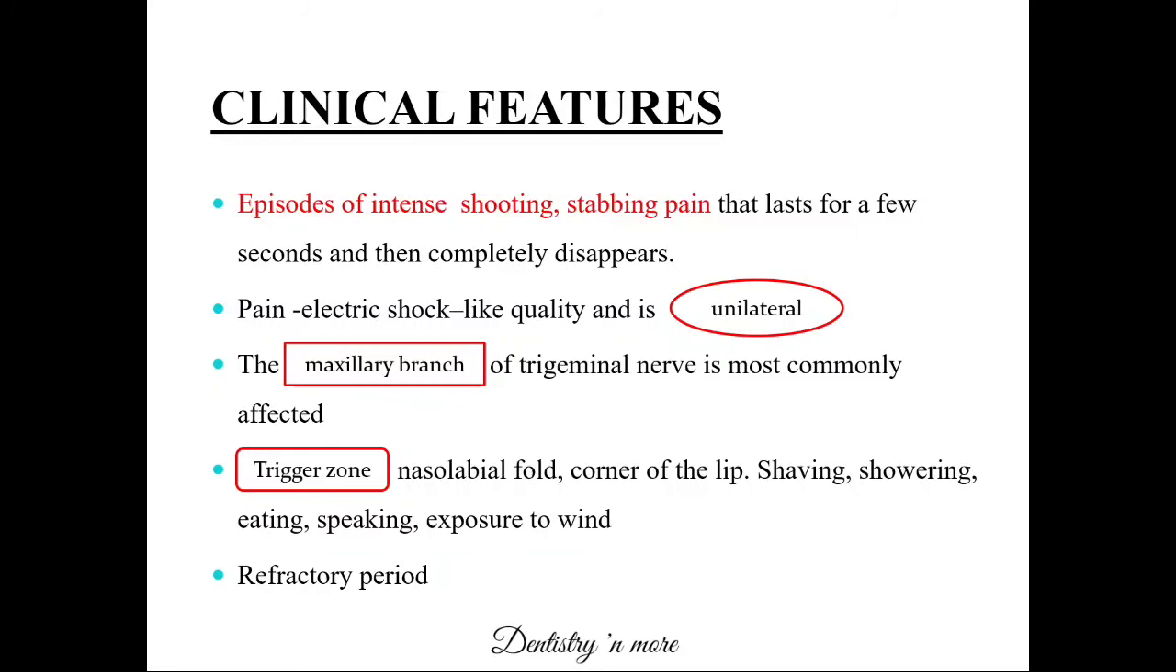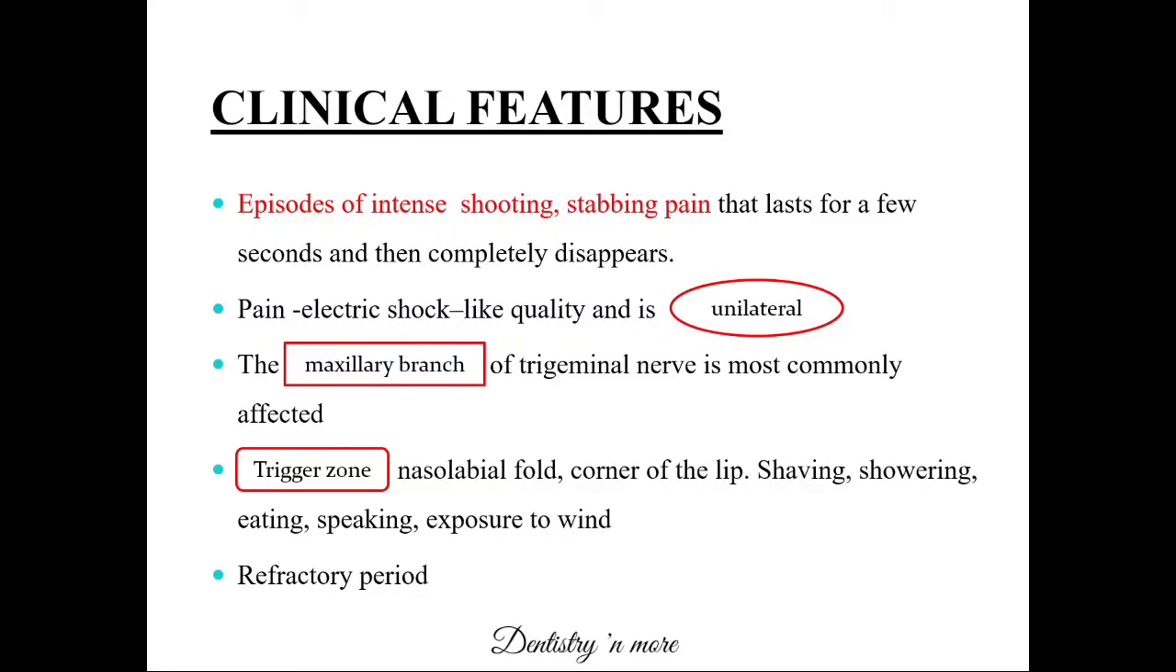Now moving on to the clinical features, we have to speak about the red highlighted ones which I mentioned here. That is, how the pain is characterized. There are episodes of intense shooting, stabbing pain that lasts for a few seconds and then disappears. Another characteristic of the pain is the electric shock like quality, and it is unilateral. Out of the three branches of the trigeminal nerve, it is the maxillary branch that is commonly affected.